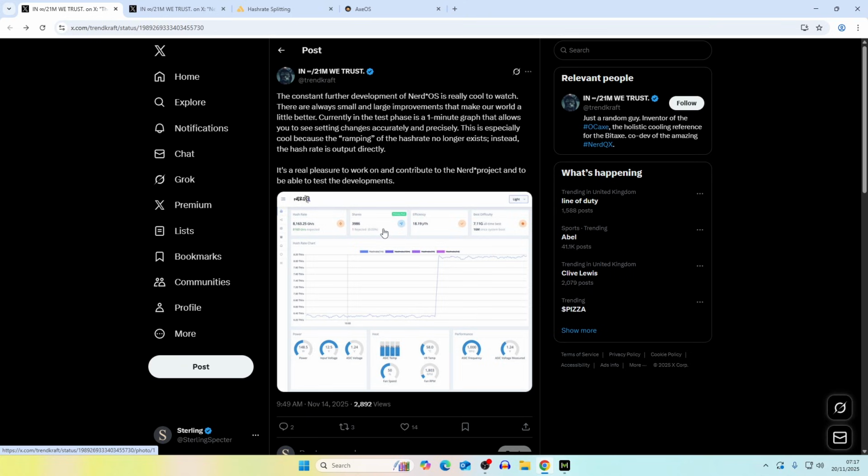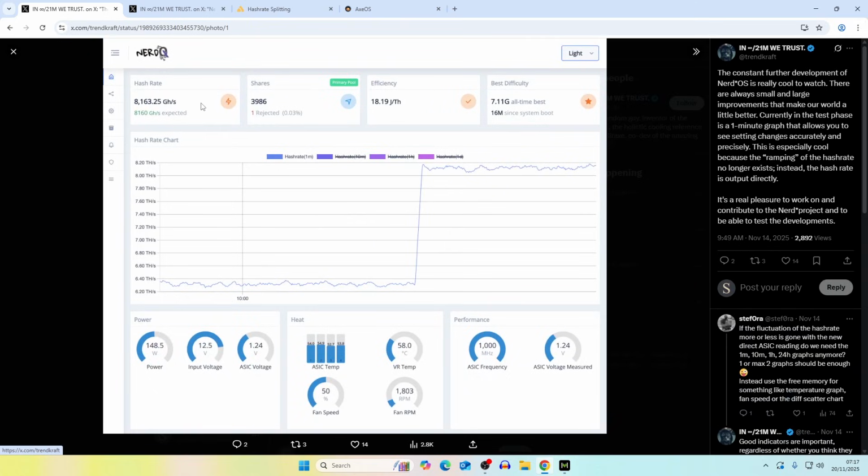There is a video on the channel exploring that, but the main thing that I want to dive into now is the firmware slash the OS, which can give us an option to actually split the hash rate. So this is what the dashboard looks like. It's very similar. You have your hash rate, shares, efficiency, best difficulty, your hash rate chart, and then some of these performance, power, and heat stats down here.